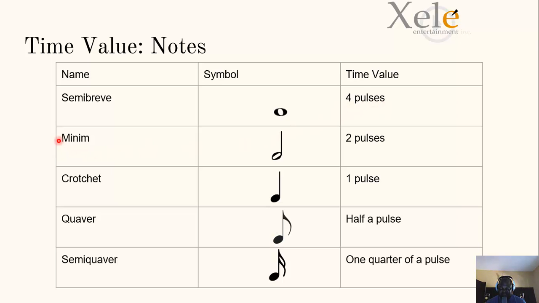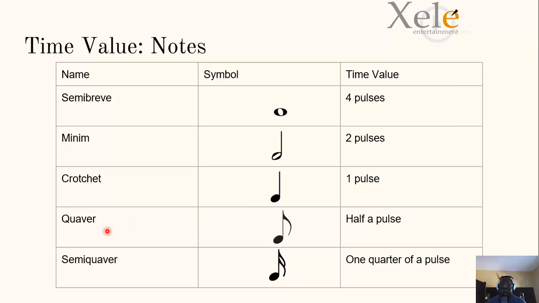The next symbol I have here is the minim, and this is the symbol of a minim. It has a note head and a stem attached to it. Now the time value of the minim is 2 beats or 2 pulses. The third symbol is the crotchet. It has a note head that is shaded and a stem. Its time value is 1 beat or 1 pulse.